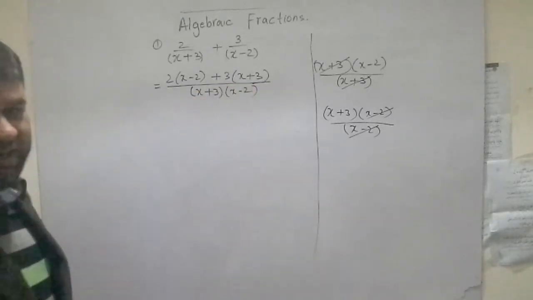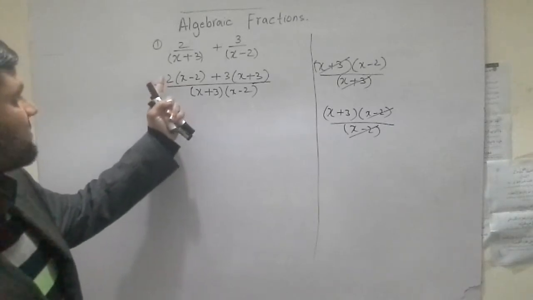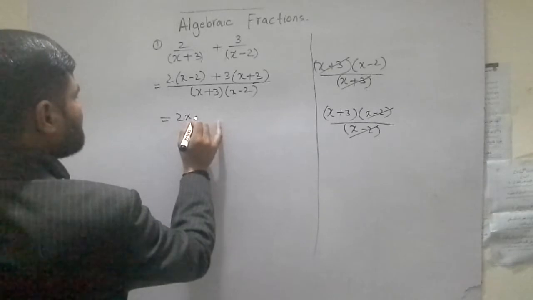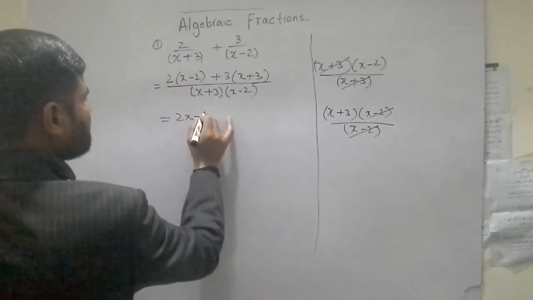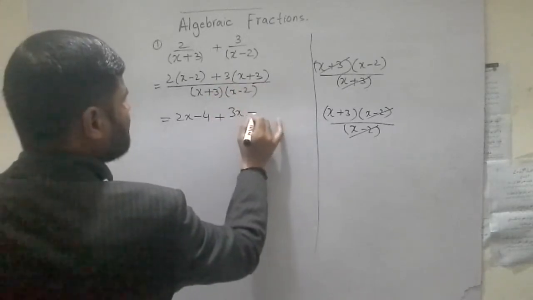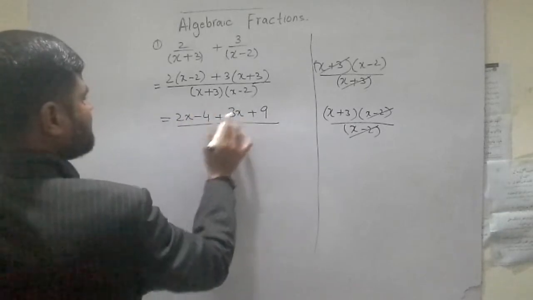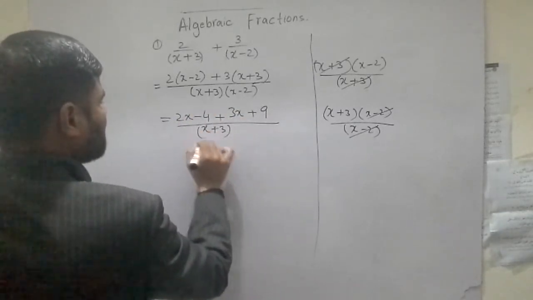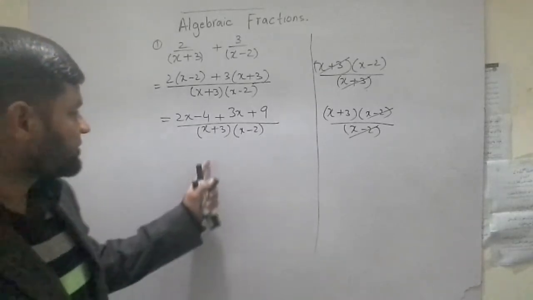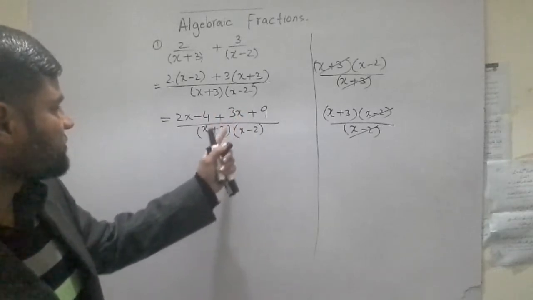Now we need to expand these brackets here. Expand means multiply them out. So 2 times x is 2x, minus 2 times 2 is 4, plus 3 times x is 3x, and 3 times 3 is 9, since plus and plus makes plus. Now the denominator will remain the same. Normally we don't need to multiply out the denominator. We just wait in case there are any similar terms or expressions at the top so we can cancel them out.